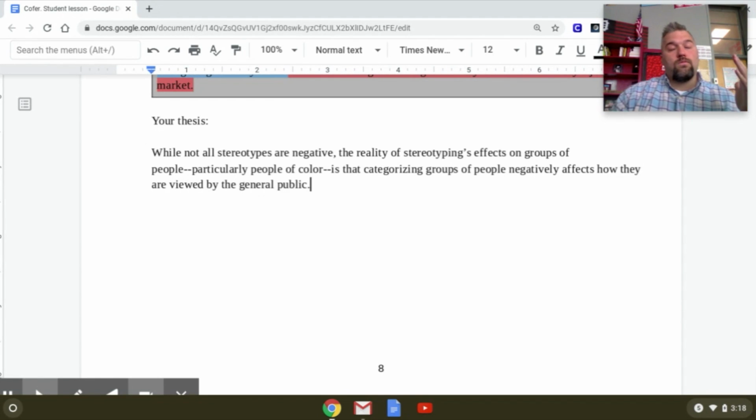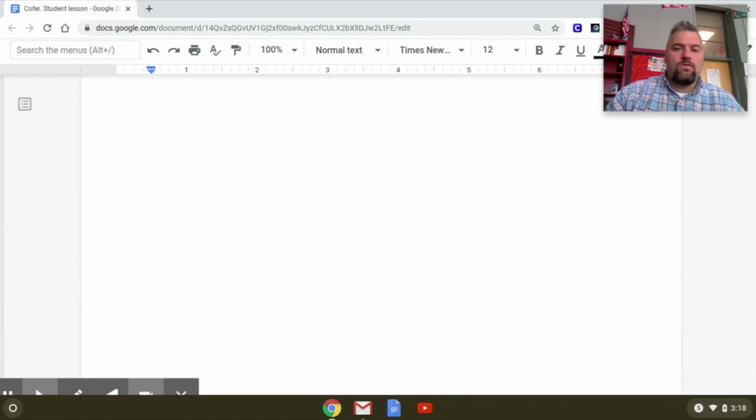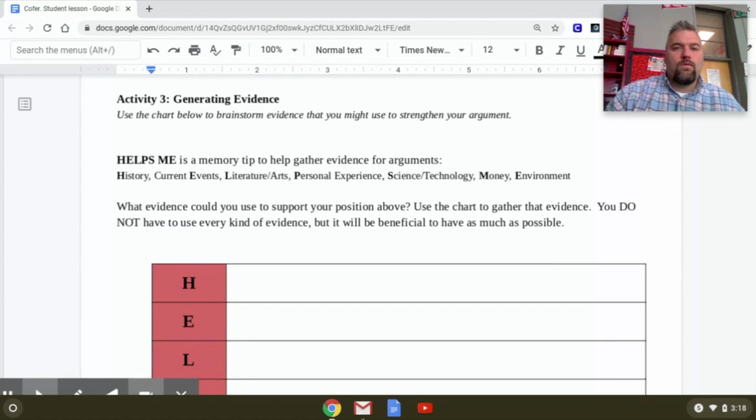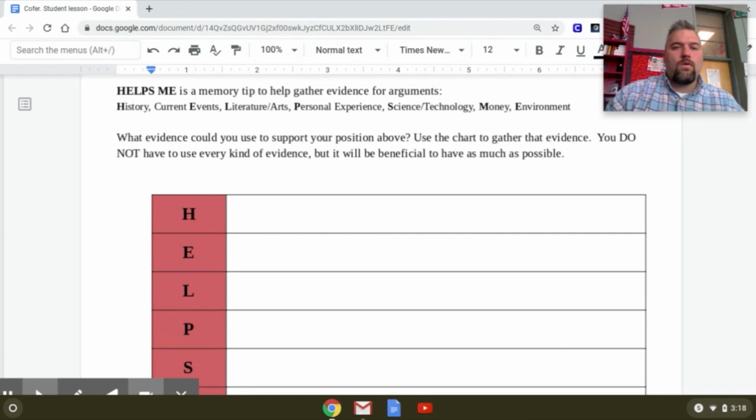Okay, so although all stereotypes are not negative, most of the time they tend to give us a negative point of view on certain groups of people. So let's go down to this chart here. All right, so in activity 3, we're going to start brainstorming some evidence that might help us strengthen our argument, okay? So we're going to use the HELPS ME mnemonic or memory tip to help gather evidence.